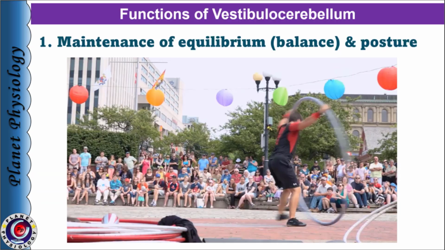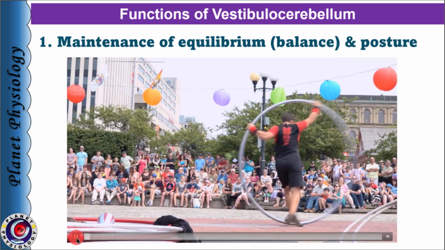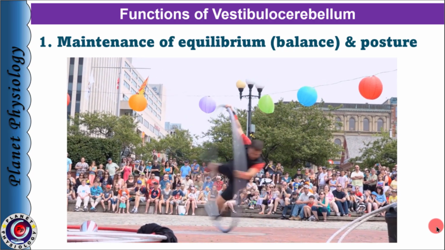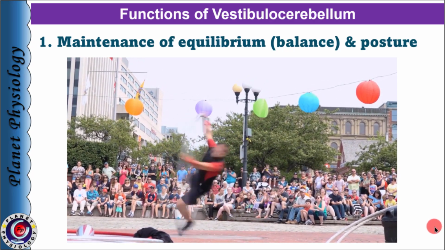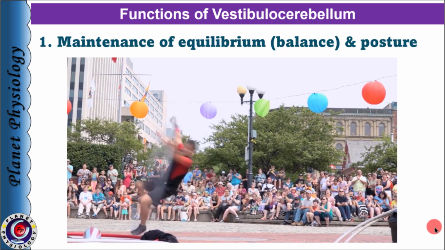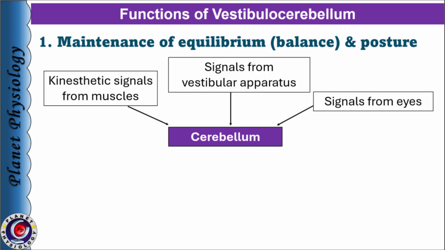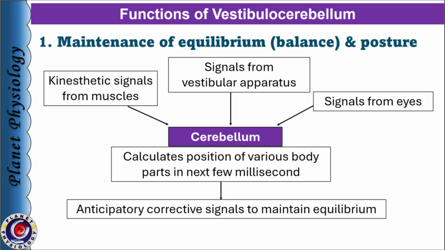Starting with the vestibulocerebellum, it is your balance expert, especially during rapid, unpredictable movements. For example, watch how this acrobat balances on the moving ring. Imagine the incredible calculations happening inside the brain. Just like that, our cerebellum is constantly calculating the body's next position using kinesthetic signals from the periphery and the signals from the vestibular apparatus. It sends out anticipatory corrective signals before we even know we need them to keep us balanced.